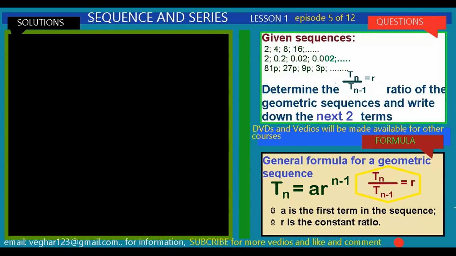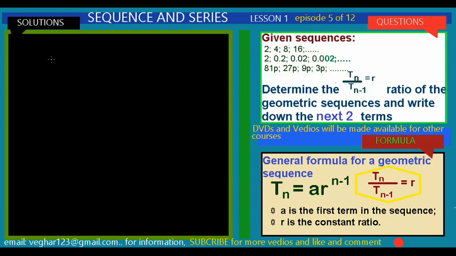Let's look at sequence and series, episode 5 of 12. Given a sequence like 2, 4, 8, 16, determine the ratio of the geometric sequence and write down the next two terms.